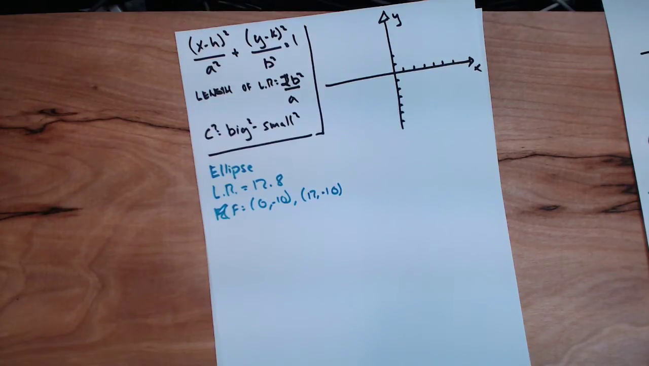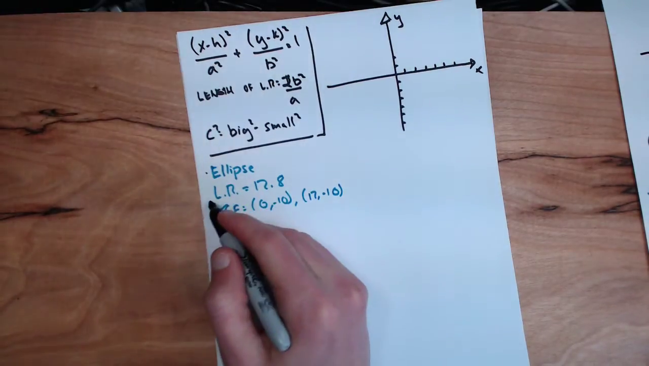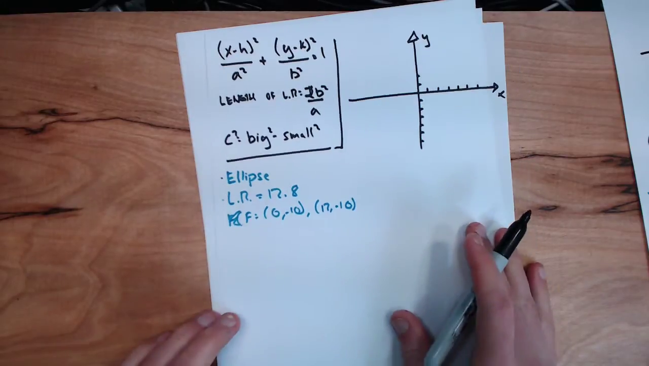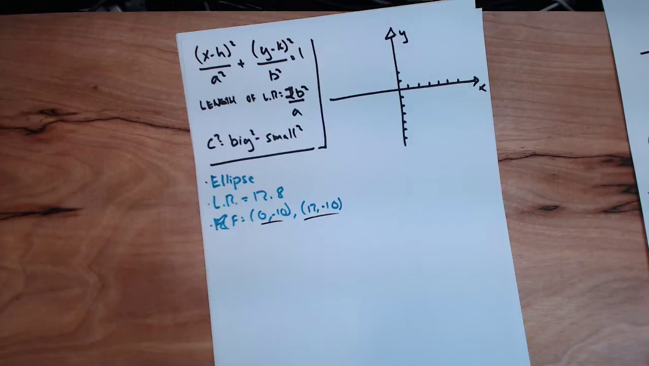Alright, so we are going to solve this ellipse problem. We are given an ellipse, and we know it's an ellipse, they tell us that. We know the length of the latus rectum, and we know the coordinates of our two foci. I've also written down the formulas that we need for this.